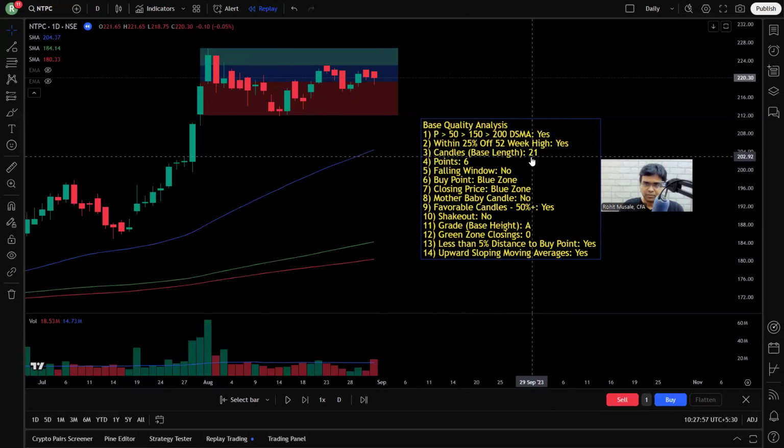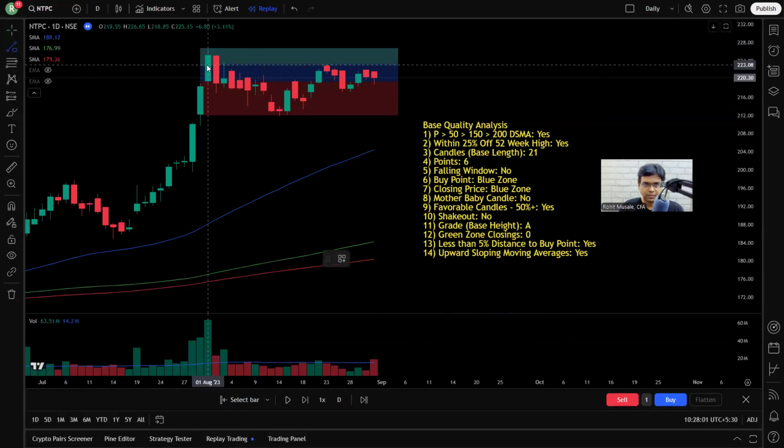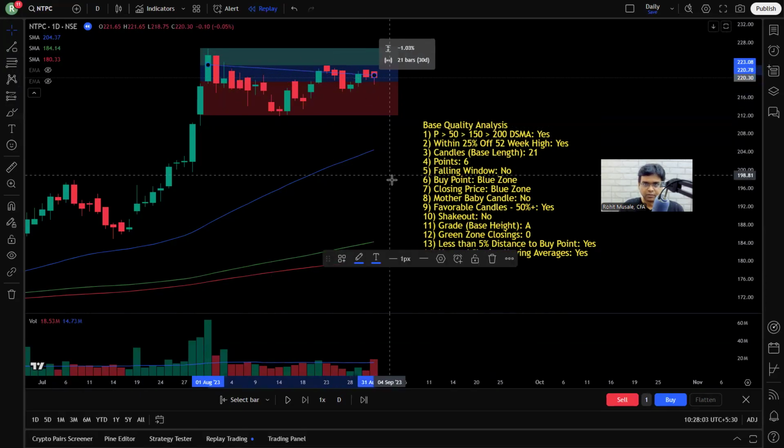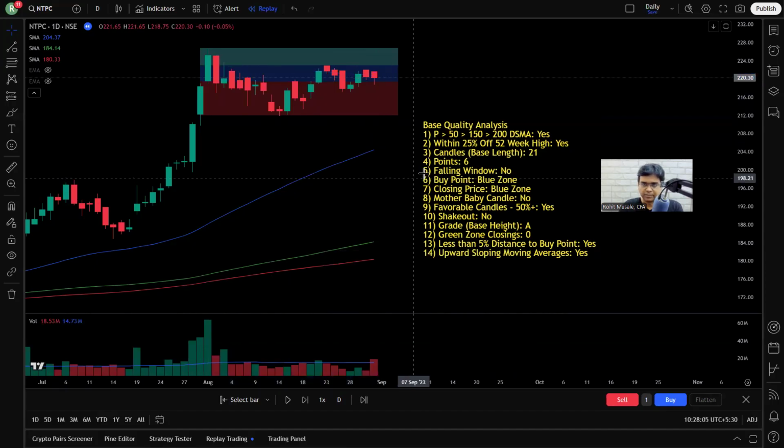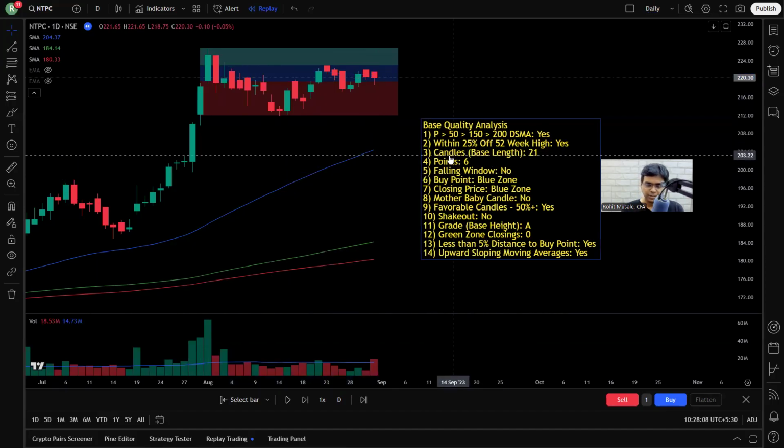What is the length of the base, number of candles in the base? It's 21. See, 21 bars. So 21 candles. How many candles do we need minimum in the base? 10 candles. Why do we need 10 candles? 10 candles means 2 weeks. 1 week is equal to 5 candles. We need at least 2 weeks of consolidation on the daily chart. If you are studying the weeklies, there you need 3 weeks of consolidation. Okay.